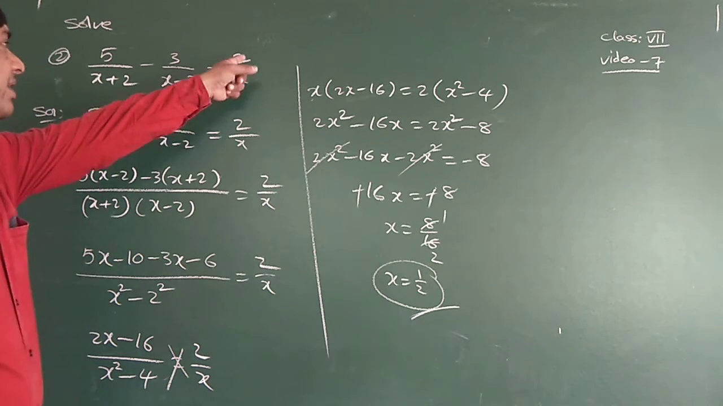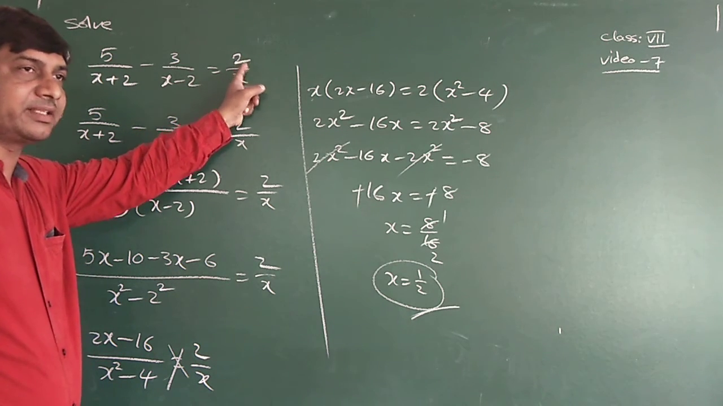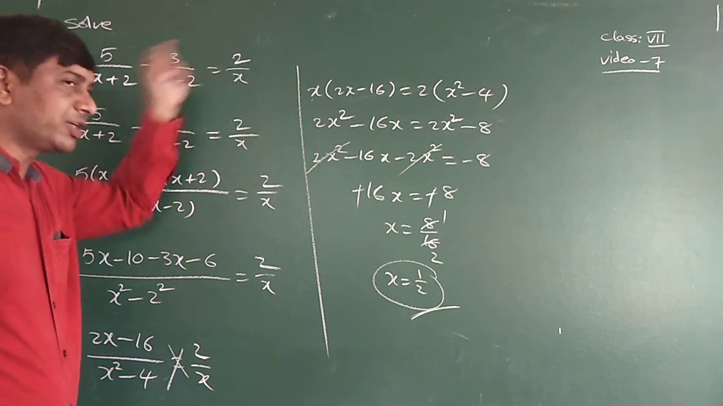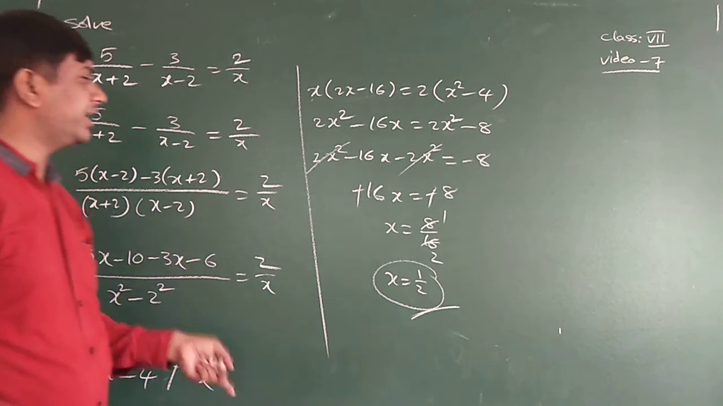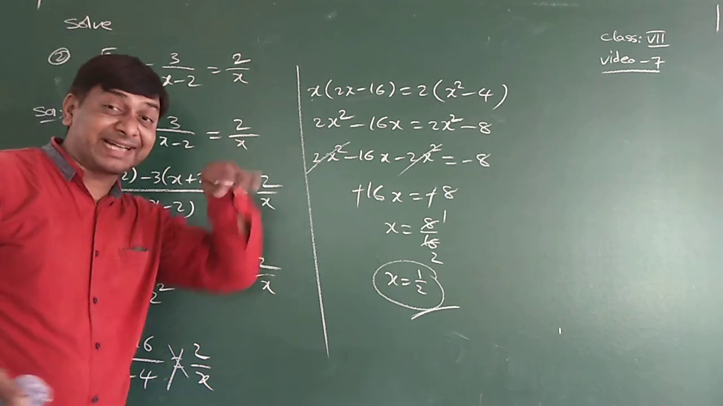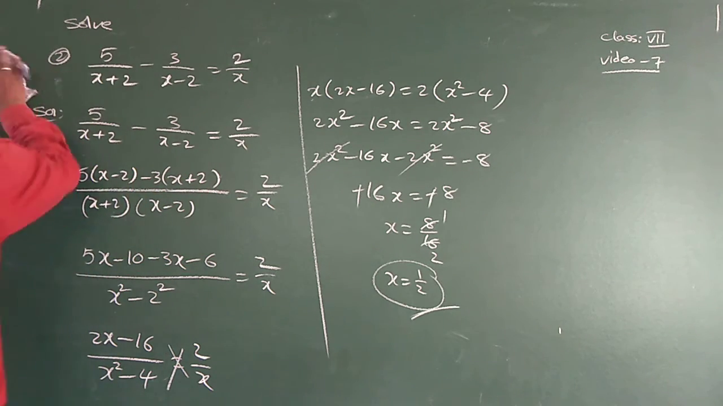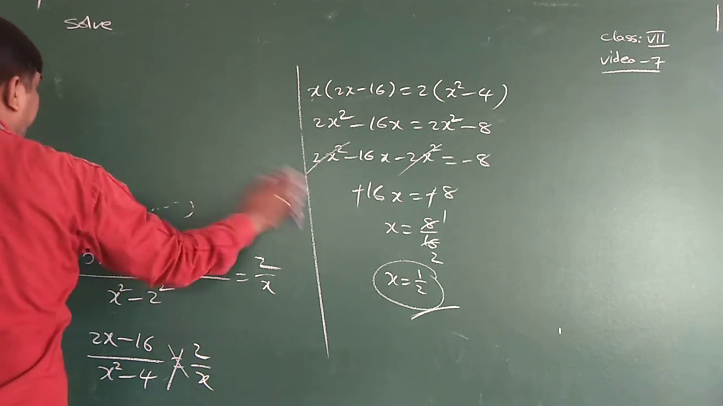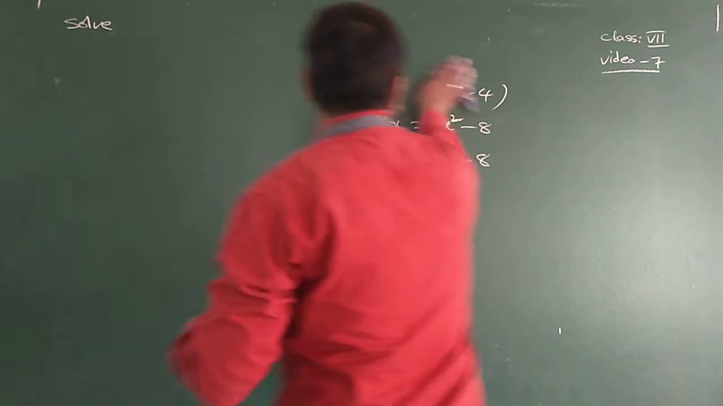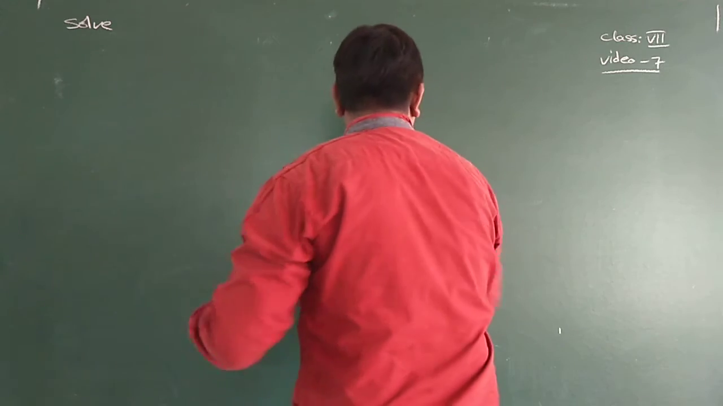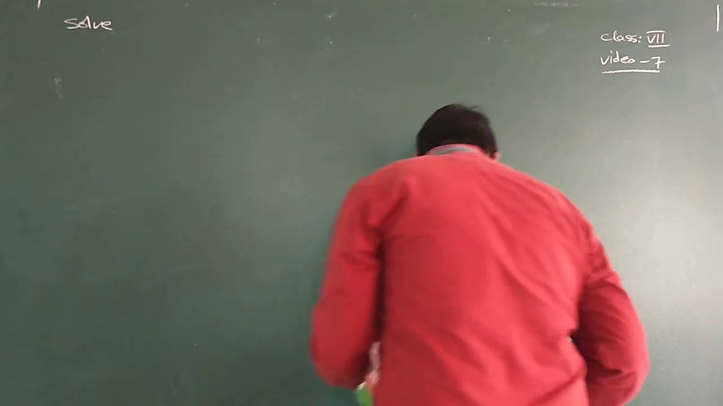Please correct that one. Previously I wrote 3 here, but it was a 2. If you write 3, you get a quadratic equation, and again you have to apply the factorization method. Next question.